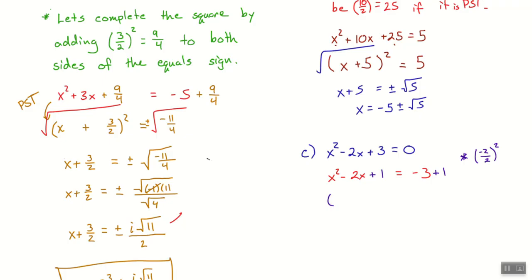This thing, guaranteed now, because we've completed the square, it's a perfect square trinomial. What are the two pieces that go in here? X, 1, and the sign? Minus. So x minus 1 squared immediately is -2.